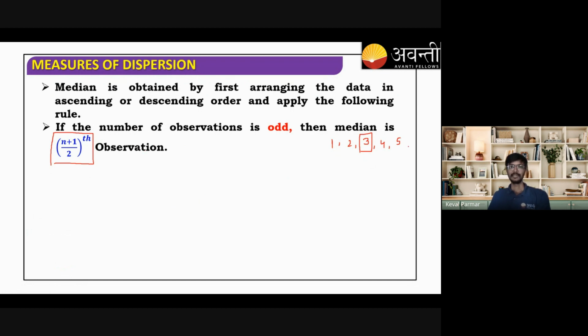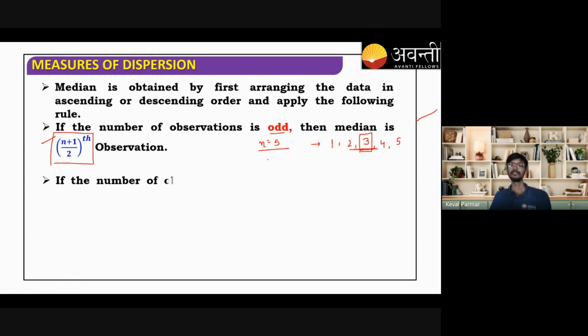So let's take an example here. Here we have 5 terms, that means n is equal to 5. So we can manually see that the third term is our median. If we put n equals 5 in this formula, what do we get? 5 plus 1 upon 2, which is 6 upon 2, which is 3. So we got the third term as median if the observations are odd.